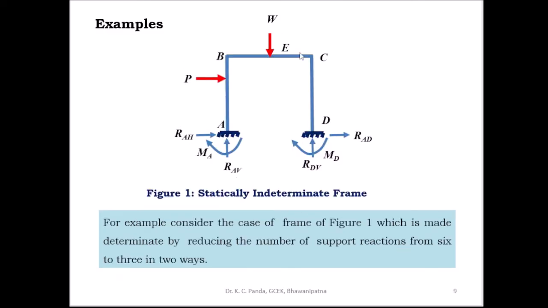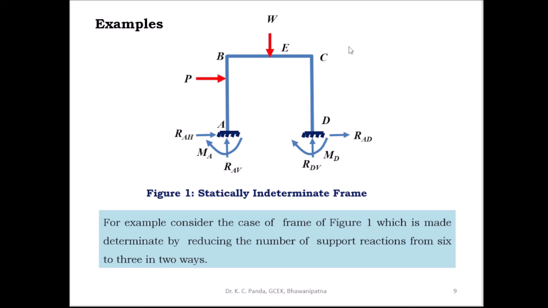So this is an example of the force method. Here this is a statically indeterminate frame. This is support A, this is support D. Support A is a fixed end and support D is a fixed end. So at support A there are 3 reaction components, and at support D there are also 3 reaction components.